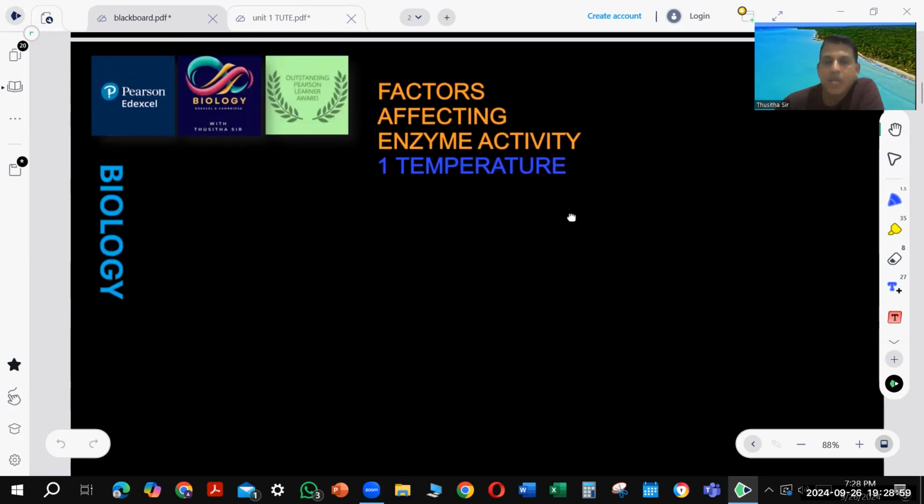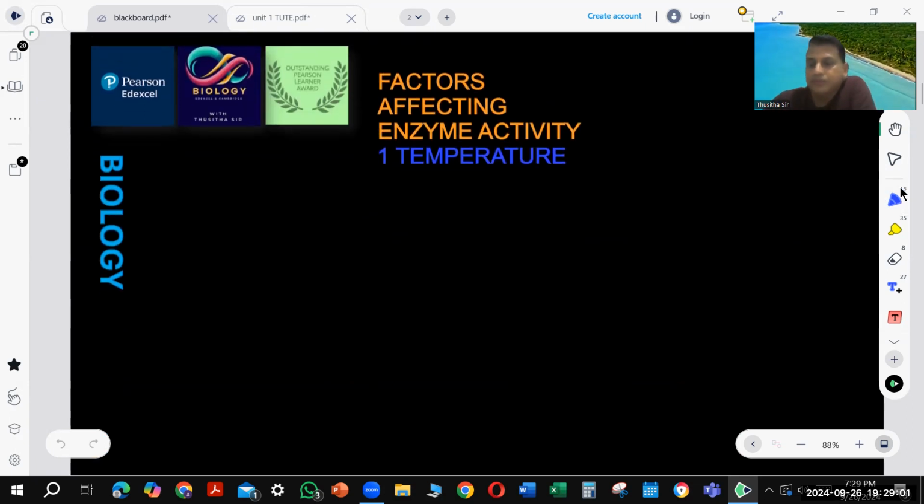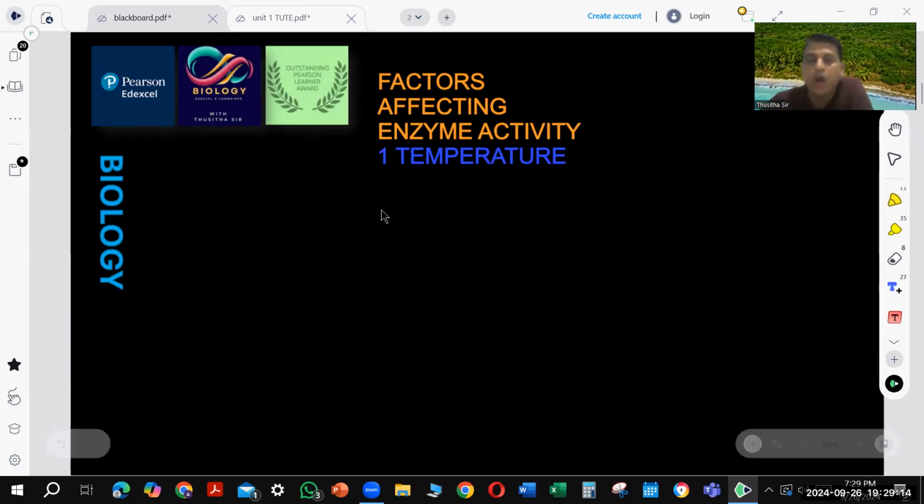Factors affecting enzyme. So that's a very important topic, factors affecting enzyme. So what should you know about these factors affecting enzyme? I'm going to draw a graph.